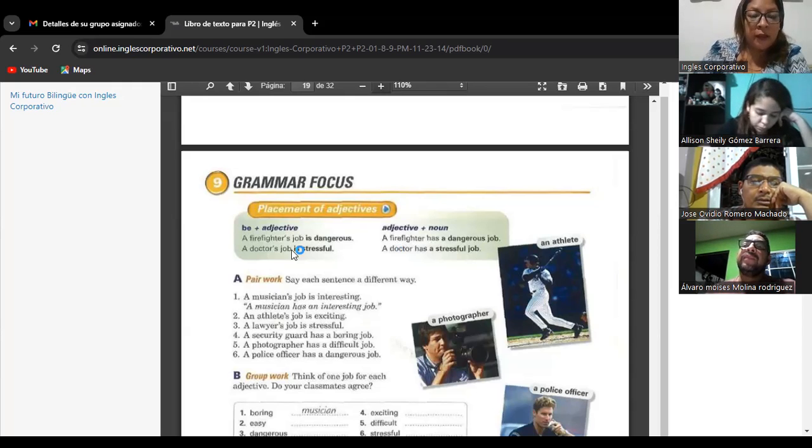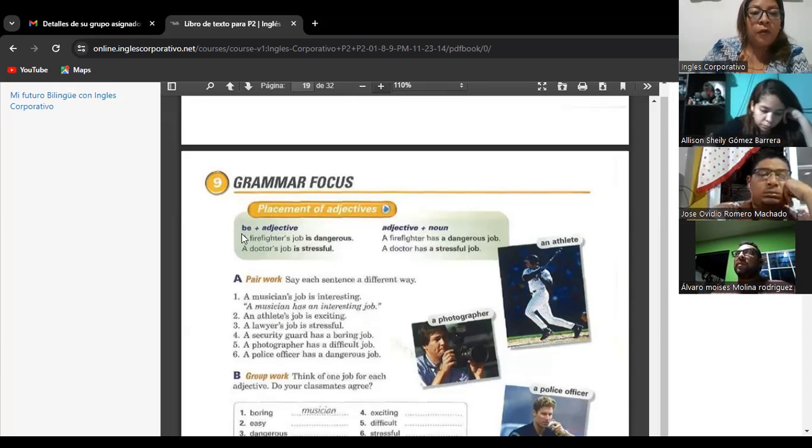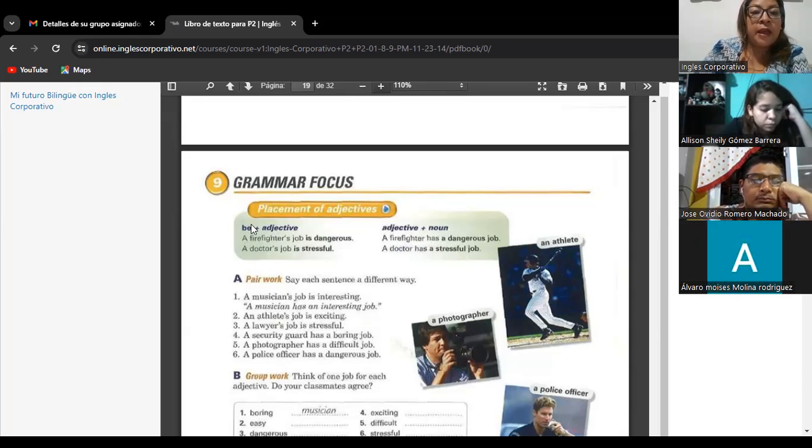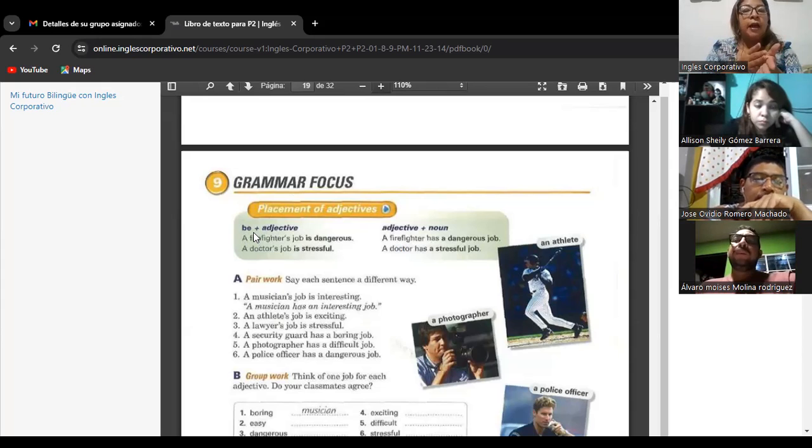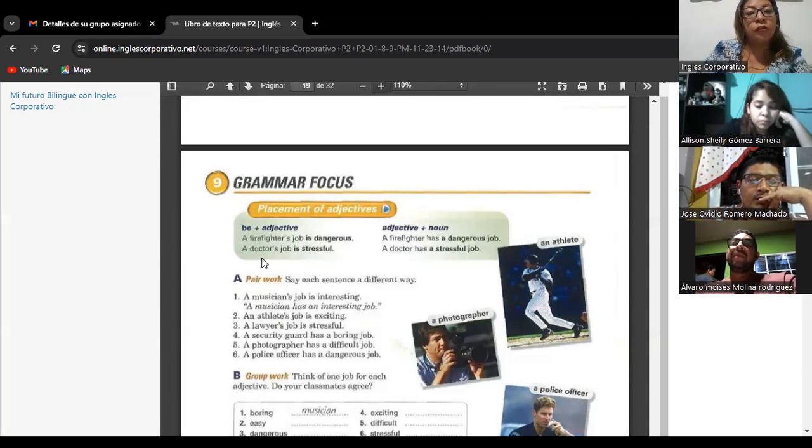Pero la otra manera that we can use an adjective is with a verb to be. And in this case, the verb to be will separate. El verbo to be nos va a separar o nos va a linkear el noun, que en este caso lo vamos a poner antes. A firefighter's job is dangerous. El verb to be nos sirve para linkear nuestro sustantivo con nuestro adjetivo. A doctor's job is stressful. Both ways are very common.